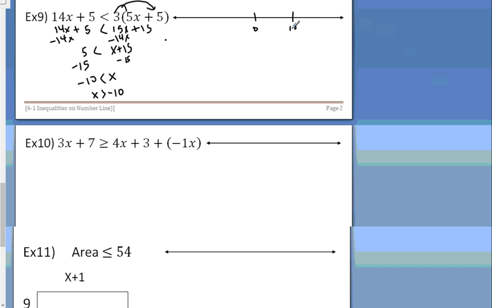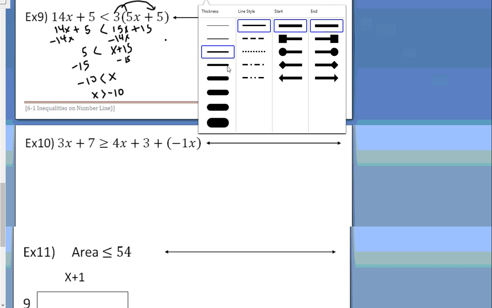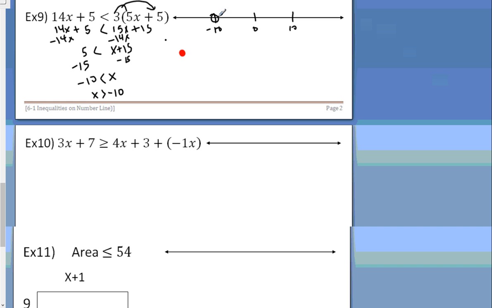Here's 10, here's negative 10. Open dot because it's greater than, open dot at negative 10. And it's going towards, it's bigger than negative 10, so it's going towards 0. So it's going to go this direction, right? Okay? Got it? That's probably a little bit fatter of a line than I wanted, but oh well. Got it? All right, so let's do the next one.